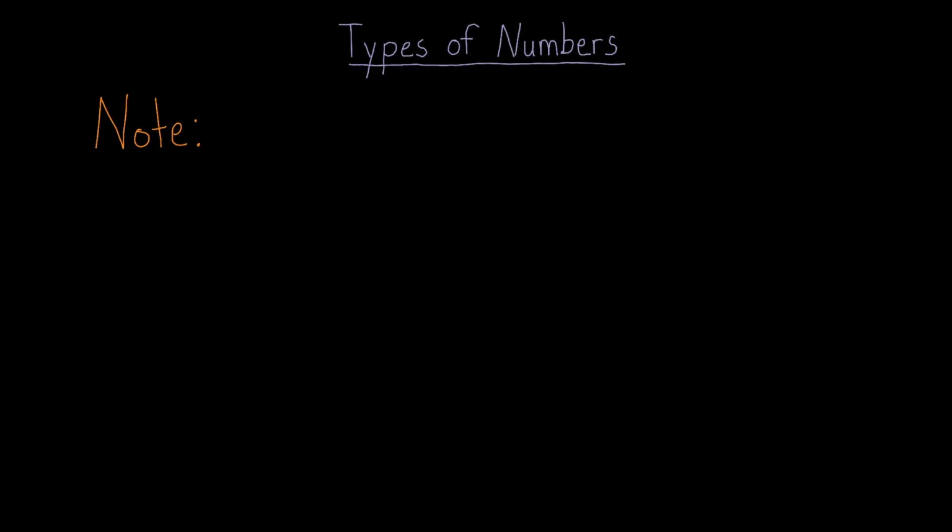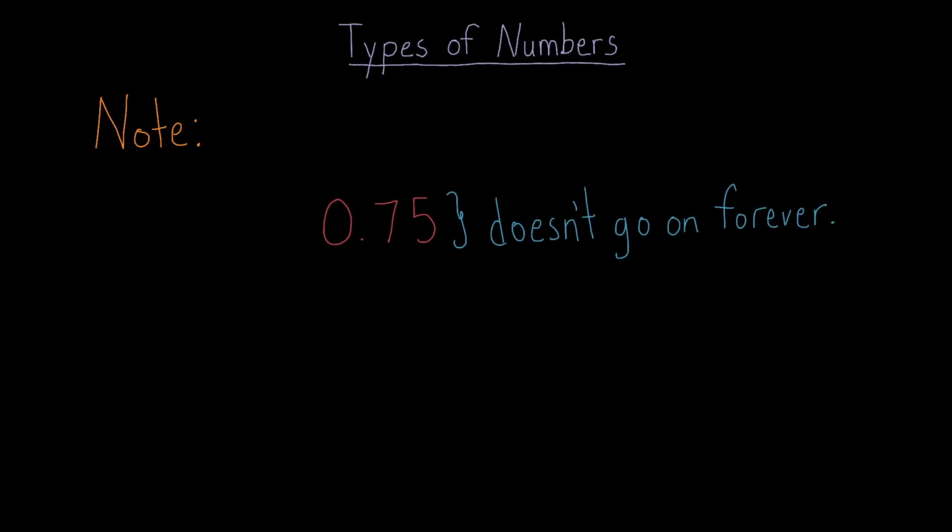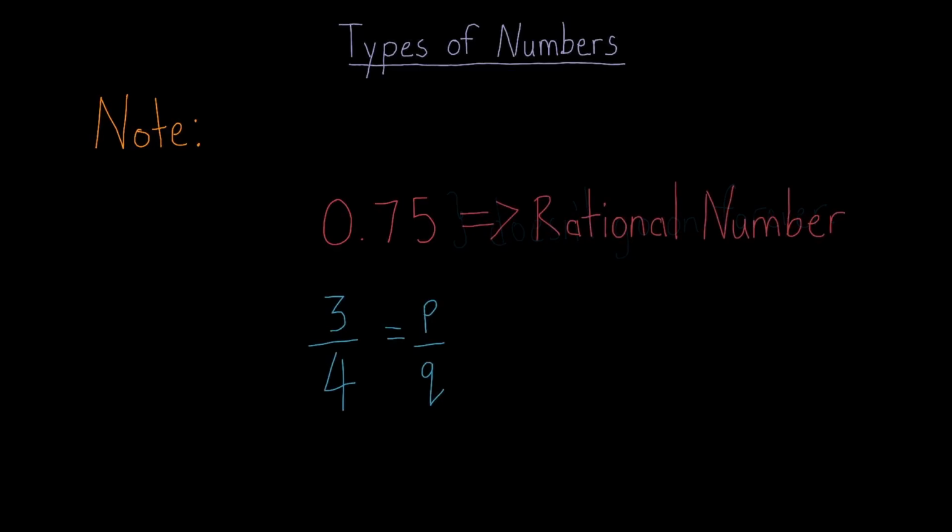Another thing to note is that once a decimal terminates, that decimal is a rational number. For example, 0.75. You see that the 75 terminates, and 0.75 can be written as 3/4.